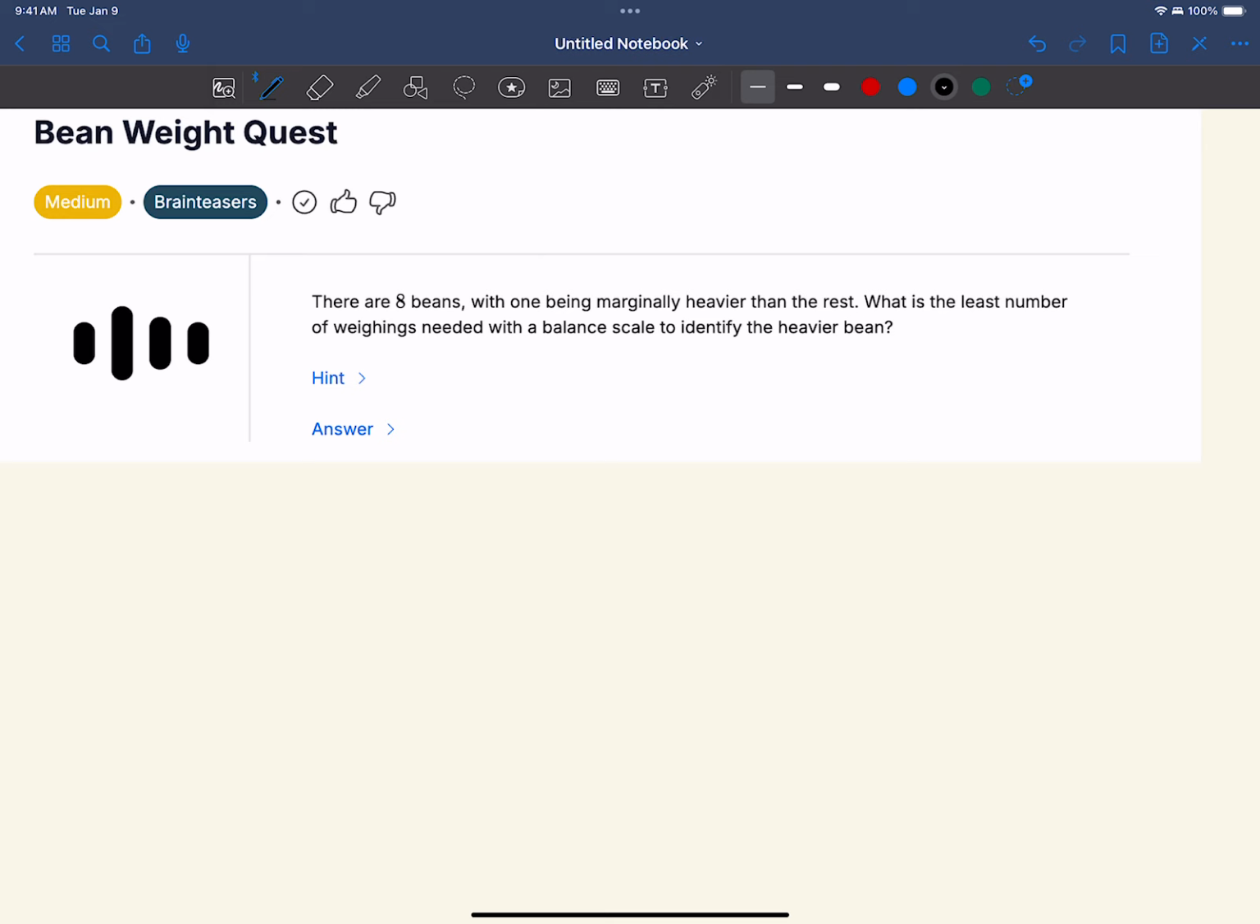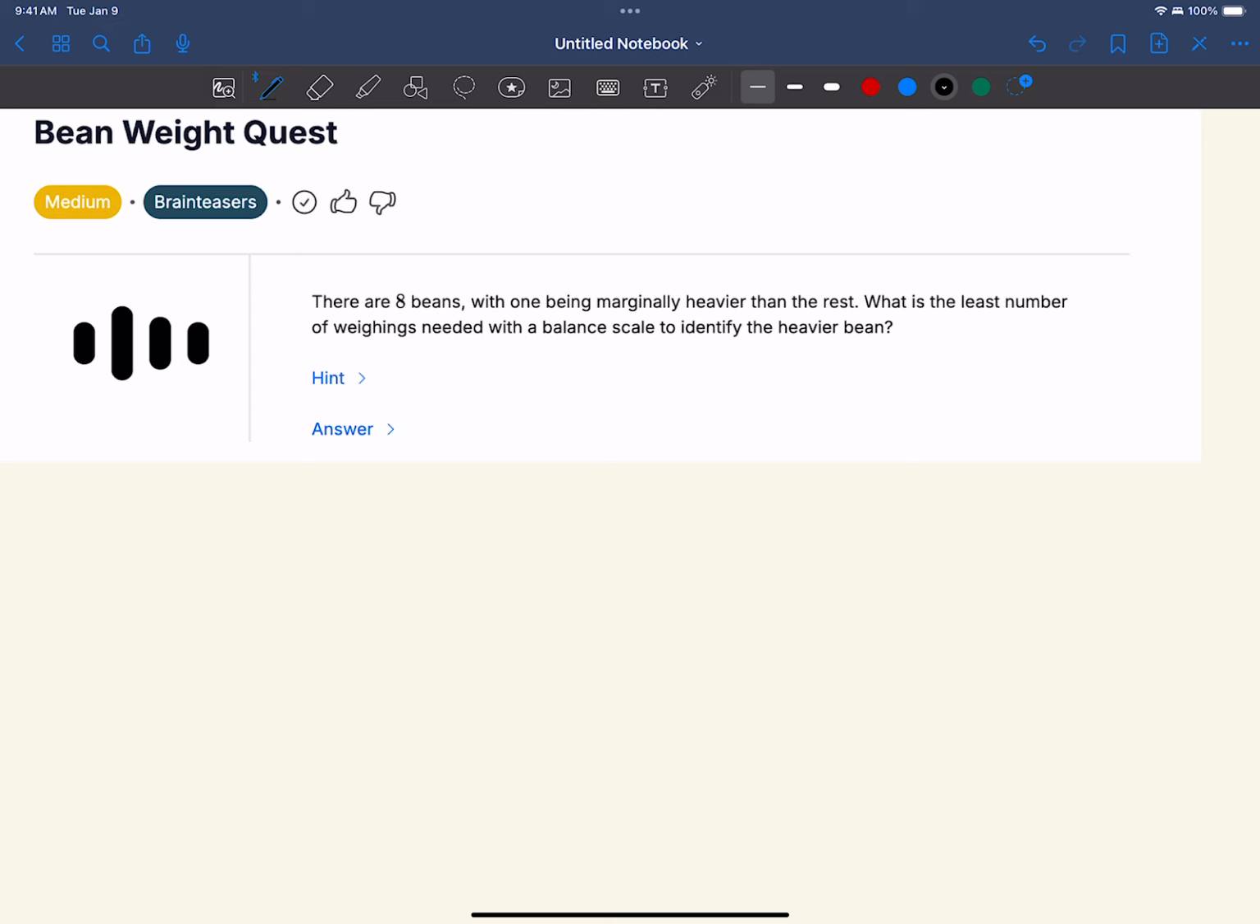Today we are going to be looking at a problem on weighing things, comparing things of different weights. This is a really common question that comes up a lot in quant interviews, so I really recommend you learn how to solve this problem. There are 8 beans, with one being marginally heavier than the rest. What is the least number of weighings needed with a balanced scale to identify the heavier bean?